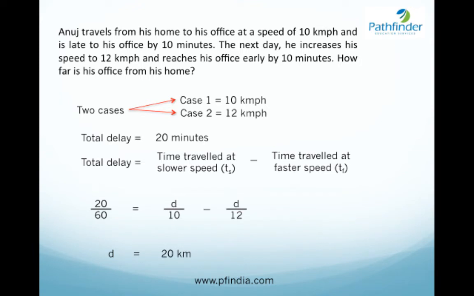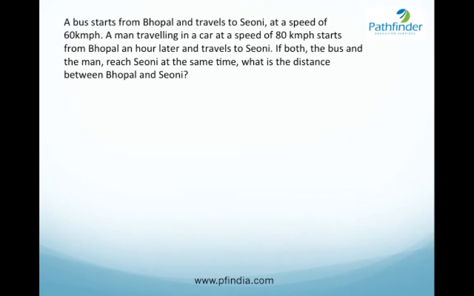So let us look at another question which is based on making an equation by using the difference of time. A bus starts from Bhopal and travels to Siuni at a speed of 60 kilometers per hour. A man traveling in a car at a speed of 80 kilometers an hour starts from Bhopal an hour later and travels to Siuni. If both the bus and the man reach Siuni at the same time, what is the distance between Bhopal and Siuni?